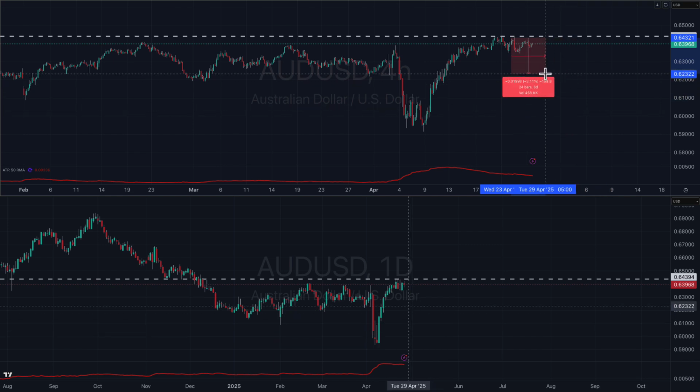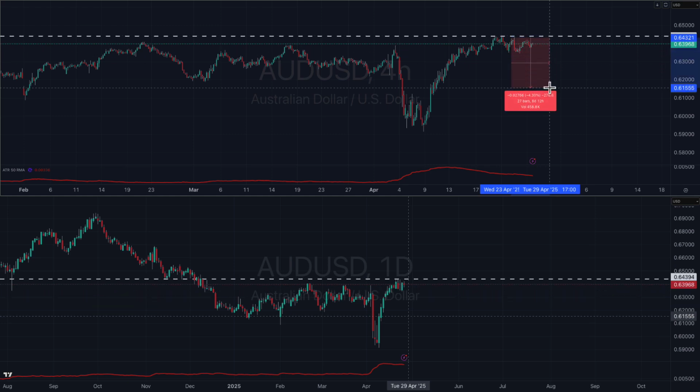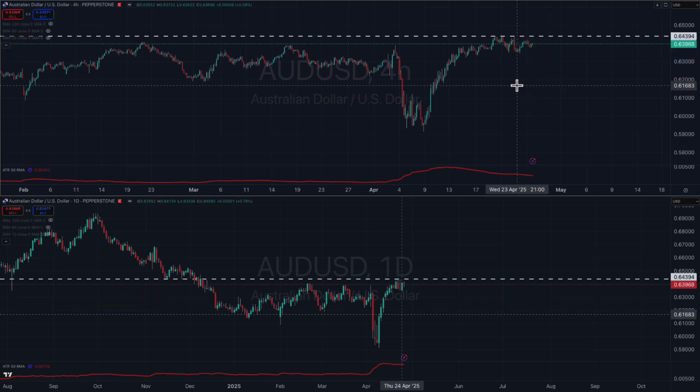Oftentimes when you're doing that, then you get in much later, which means your stop is much bigger, which then means your target is much further away. Whereas the way that I trade, we can get in and out very, very close to the level, which is obviously beneficial. So this is the area that we're looking to trade from the moment.